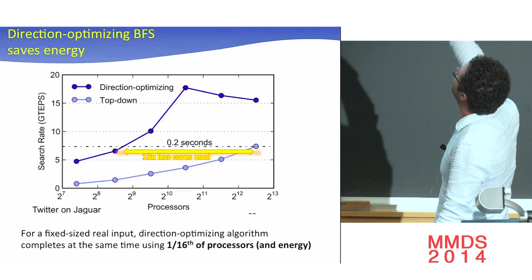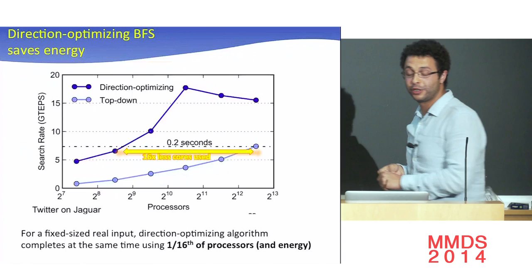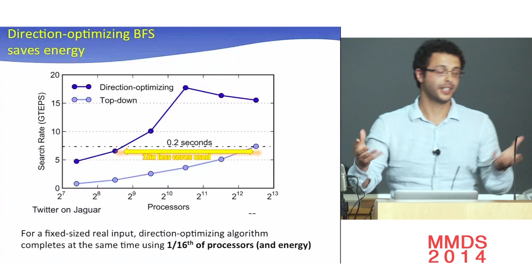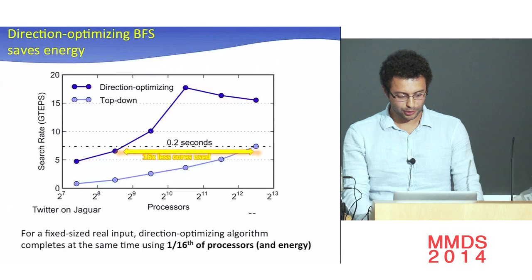If you look at it, the question is, let's say you ask, how many resources do I need to do one breadth first search in 0.2 seconds? You can actually use 16 times fewer cores to run the same problem. And that's another way of looking at it. It's really nothing more exciting than the previous data. OK, that's all for breadth first search.